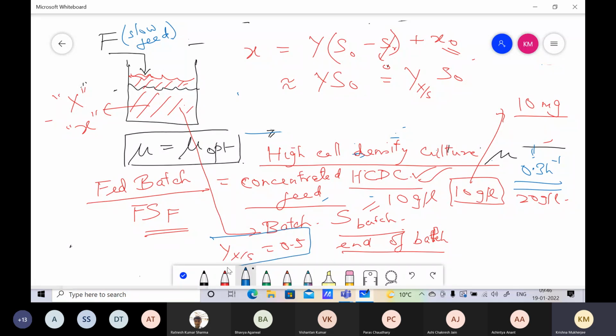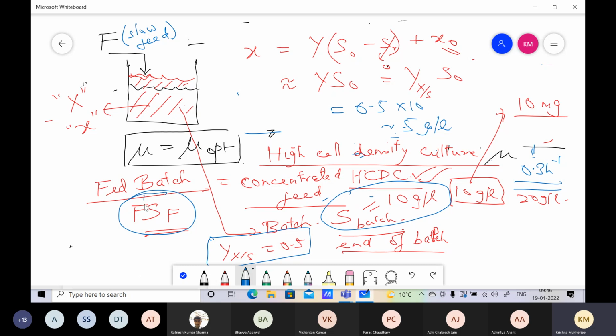If Y X by S is 0.5, then by definition, and S naught is 10, this is equal to 0.5 into 10, which is equal to 5 grams. So your biomass is 5 grams per liter, which is very small. But that is very important.